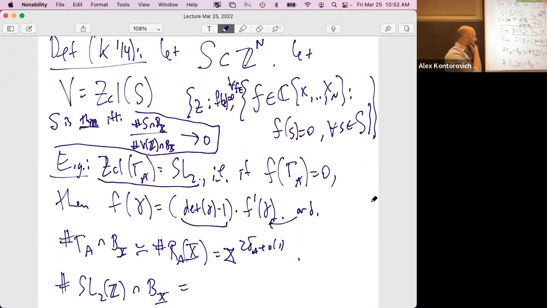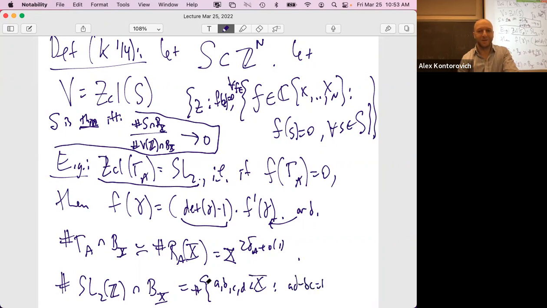We haven't done this. I forgot. Have we done this or not? How many matrices? How many integer solutions are there? So this is the number of A, B, C, D, all at most x, with AD minus BC equals 1, in absolute value or something. Integers.